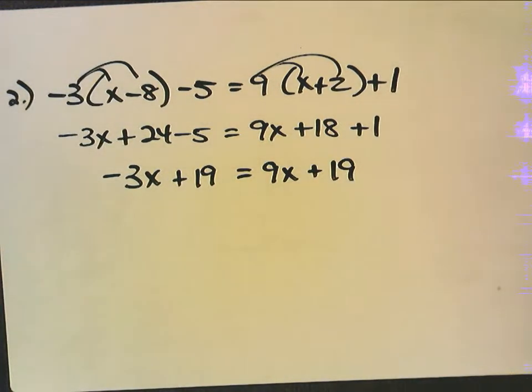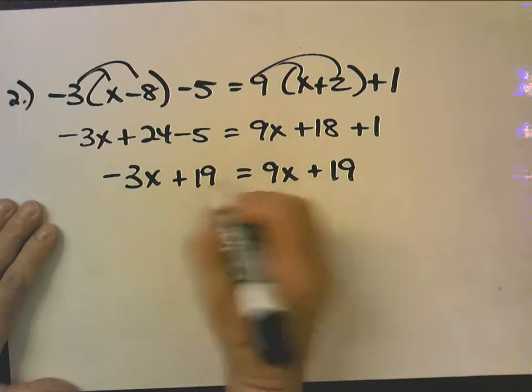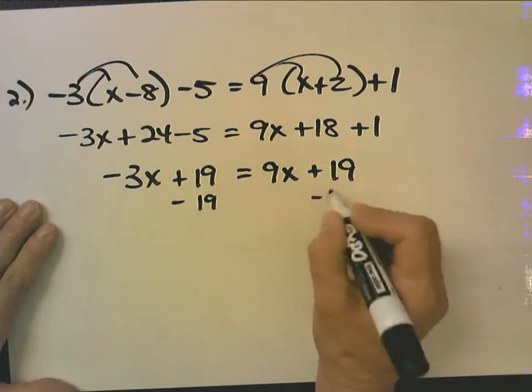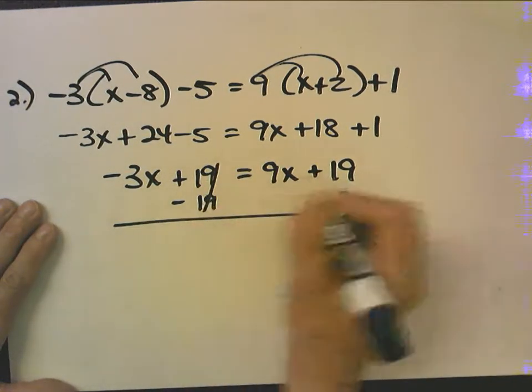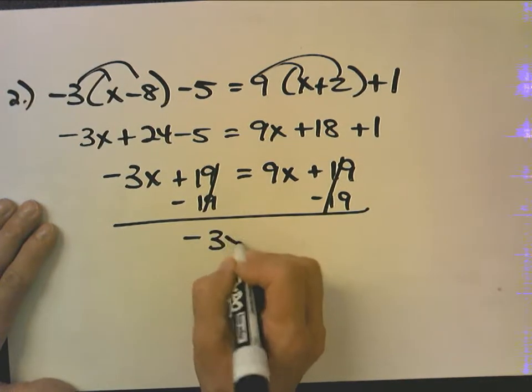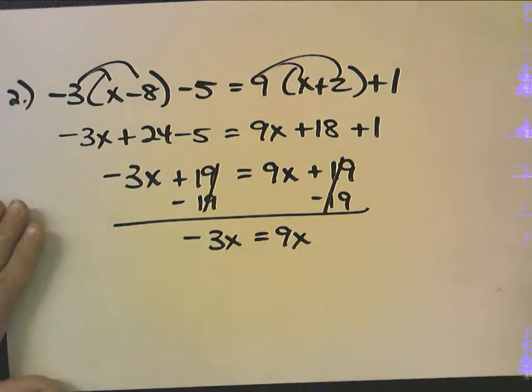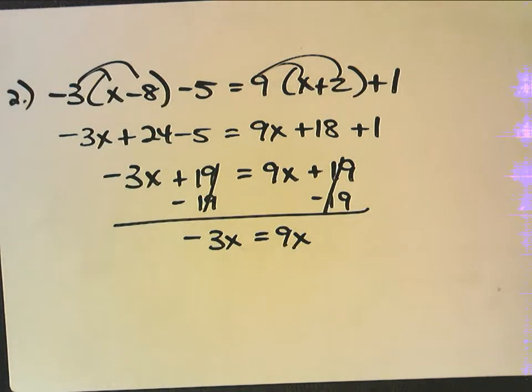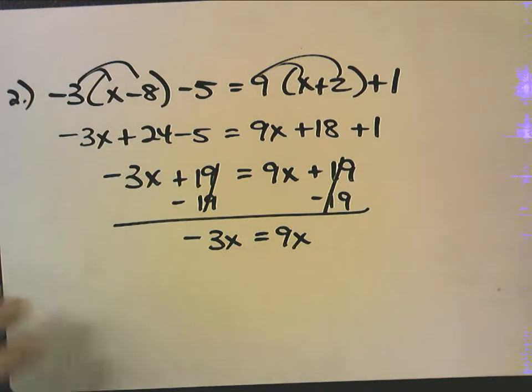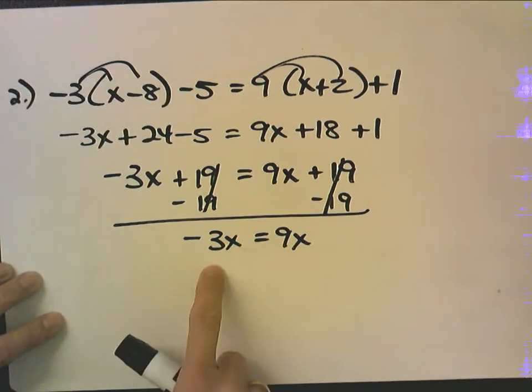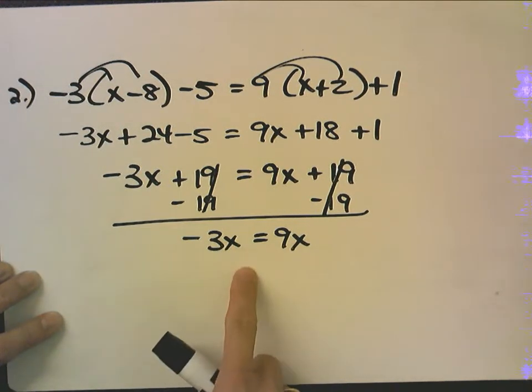Okay? Now, the most important thing is to get your variable on the same side. But I'm going to show you a mistake some of you will make. You will say, well, I'm going to subtract 19 from both sides. Now, if you do that, you get -3x equals 9x. Some of you are going to say, well, that's not true, no solution. That would be wrong, because you can never discuss the truth value as long as the variable is there.